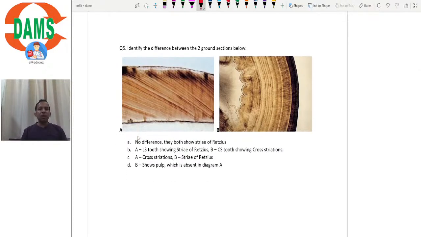Let's go to the next question. We have to identify the difference between the two ground sections that are seen in this picture. So this is the image A and this is the image B. And let's go to the options.